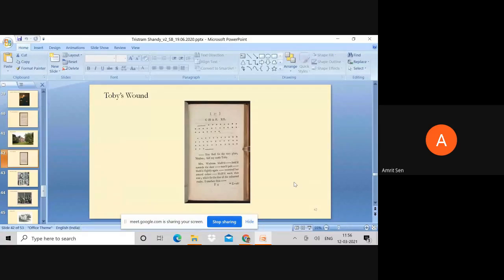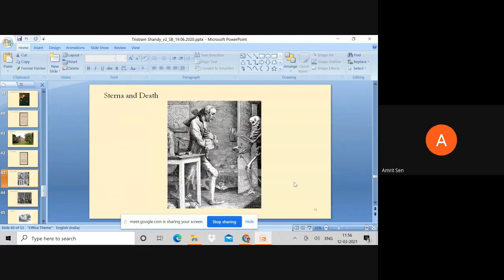Widow Wadman blushed, dash, looked towards the door, dash, turned pale, right? So this is from the first edition altogether. This is a picture by Reynolds, once again, talking about Sterne and death. Sterne was forever writing within the shadow of death.